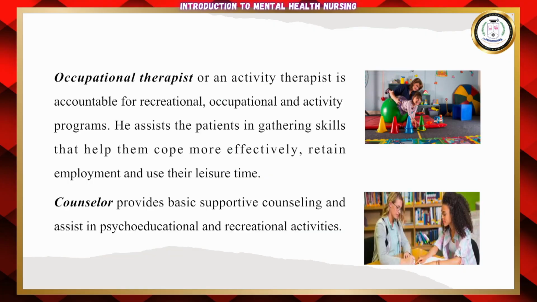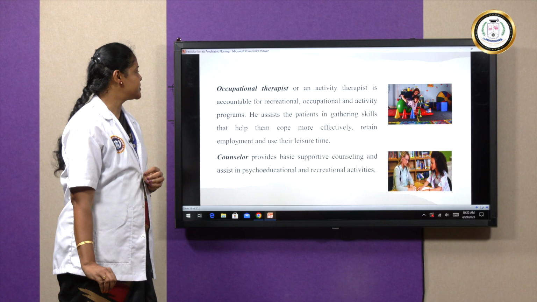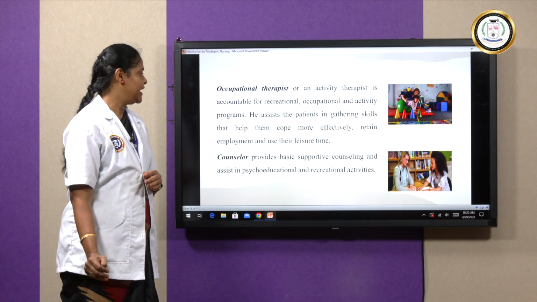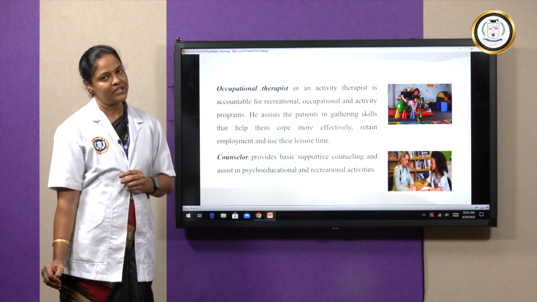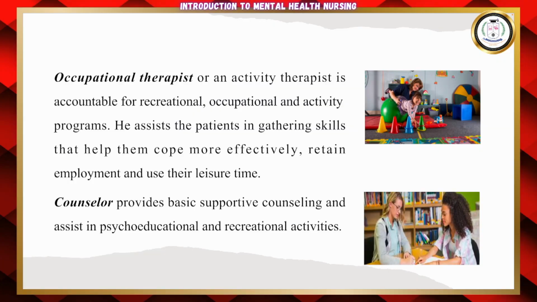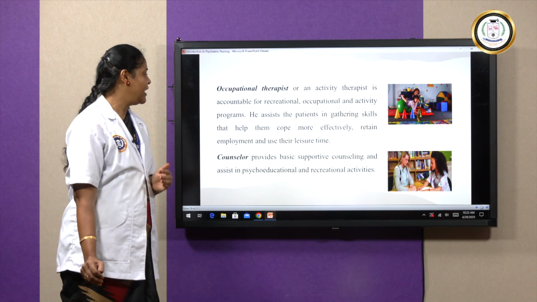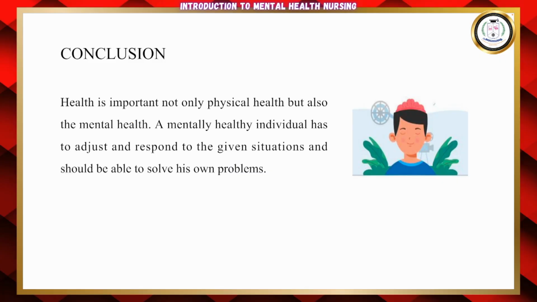The occupational therapist or activity therapist is accountable for recreational, occupational and activity programs. He assists the patients in gathering skills that help them cope more effectively, retain employment and use their leisure time. The counselor provides basic supportive counseling and assists in psychotherapy and recreational activities. With this, I conclude my topic.